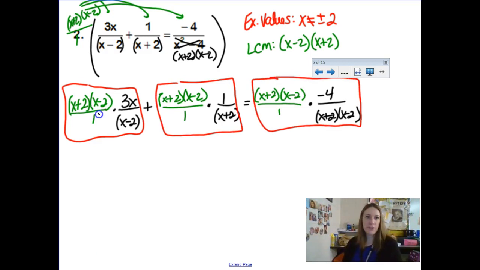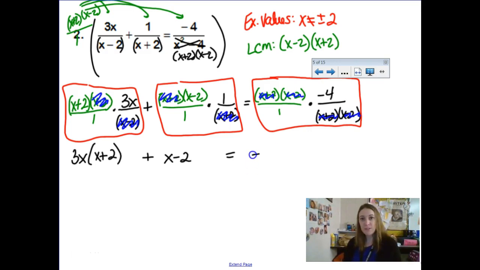So first fraction, the x minus 2s are going to cancel. So we still have x plus 2 times 3x. We're going to have to distribute that. I'm just going to leave it alone for a moment. These are really easy to mess up on, so I'm going to go kind of slow. The x plus 2s are going to cancel this time. So I have x minus 2 times 1, so just x minus 2. You can lose the parentheses because there's nothing multiplying by it. And then our last fraction here, the x plus 2 and the x minus 2 are both going to cancel, and you have negative 4 times 1, which is just a negative 4.